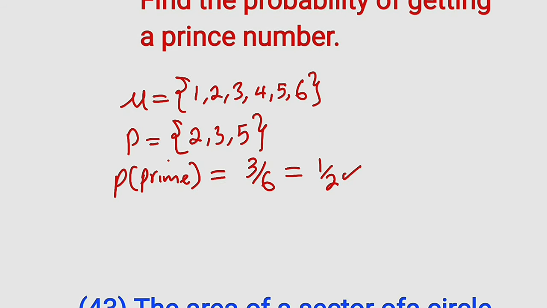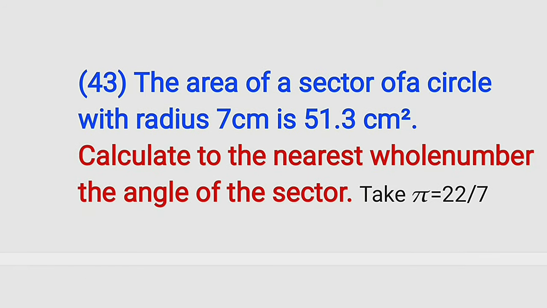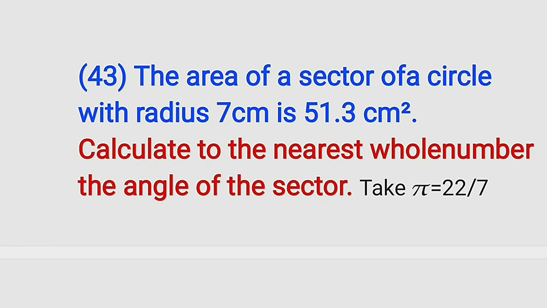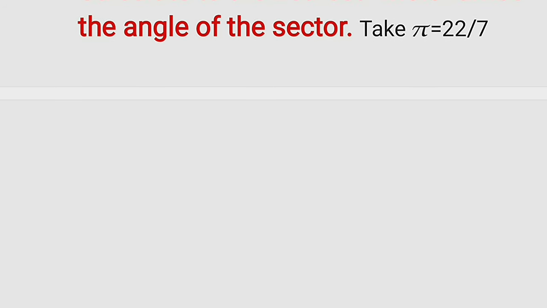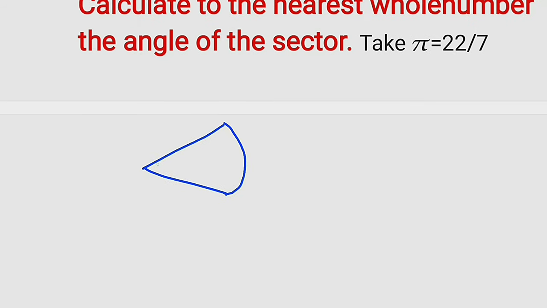This is the solution to 42. Question number 43 reads, the area of a sector of a circle with radius 7 cm is 51.3 cm squared. We're asked to calculate to the nearest whole number the angle of the sector, taking pi equal to 22 divided by 7. So how does a sector look? Something like this, right? So this is the sector, and we are looking for this particular angle.